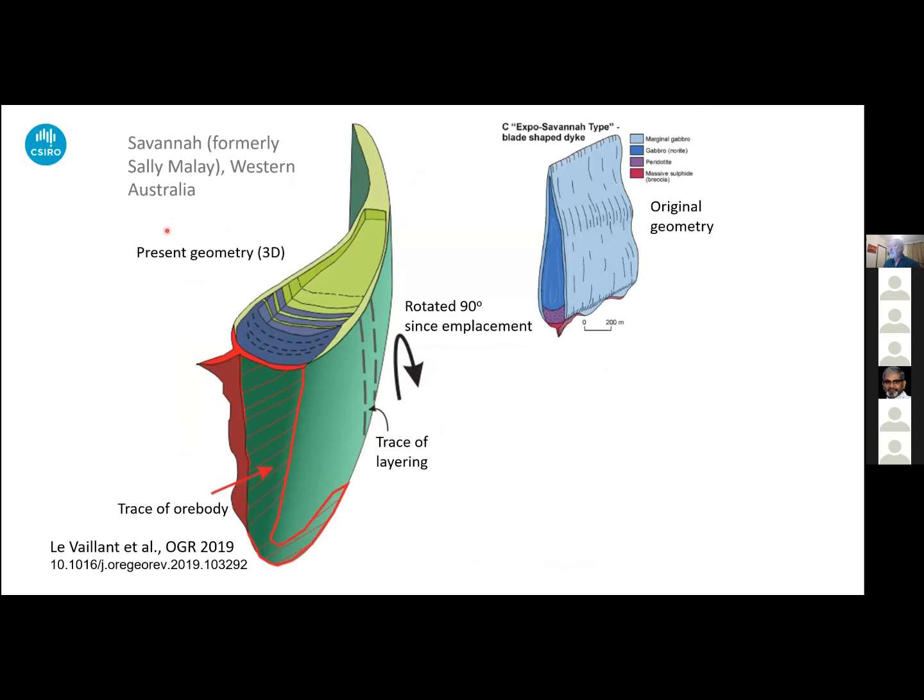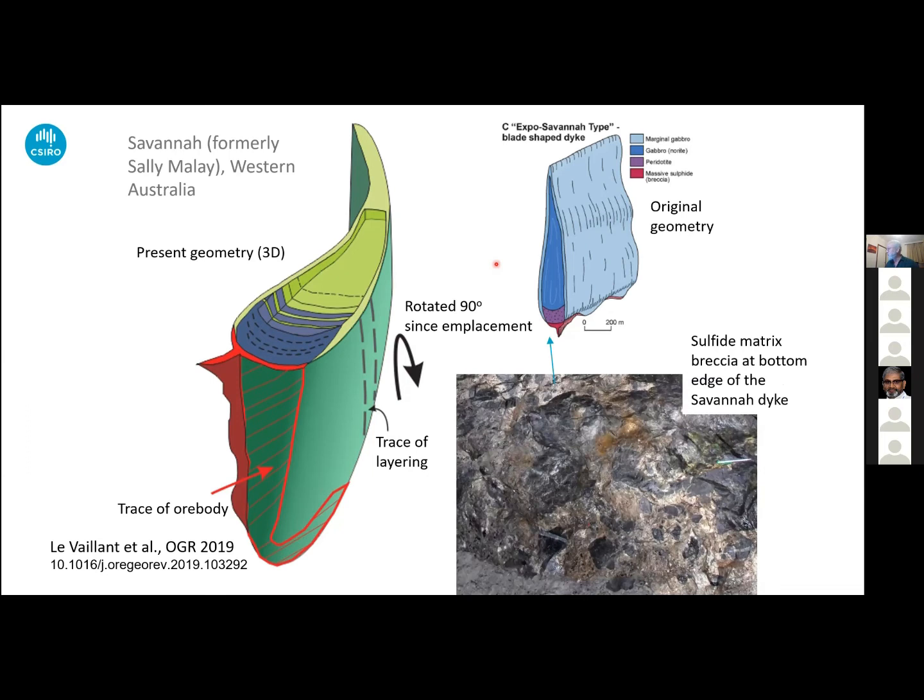Okay, this is Savannah, formerly known as Sally Malay. And this turns out to be quite a strange intrusion altogether. Again, it's a dike-shaped body. It's a blade-shaped dike which has now been rotated through almost 90 degrees. It's lying on its side. The internal layering is vertical. The basal contact is vertical. The ore body is vertical. And again, we get this sort of projection, basically a sulfide dike extending down into the country rocks.